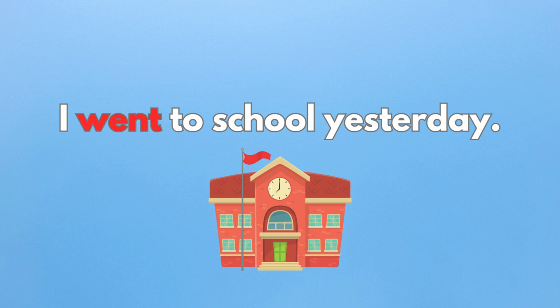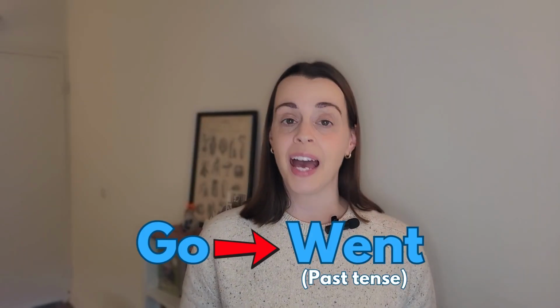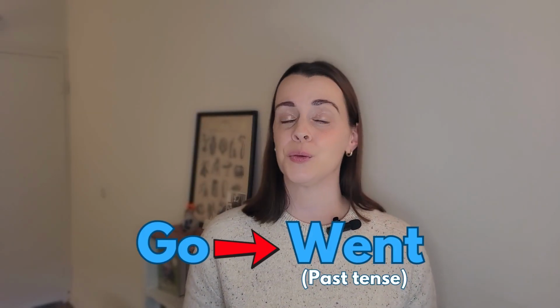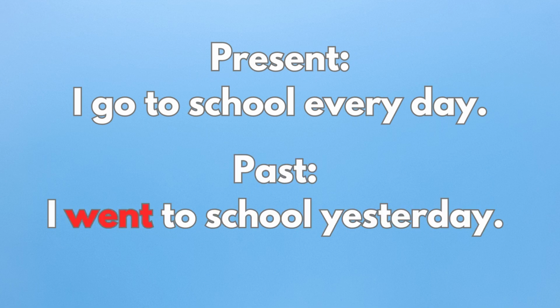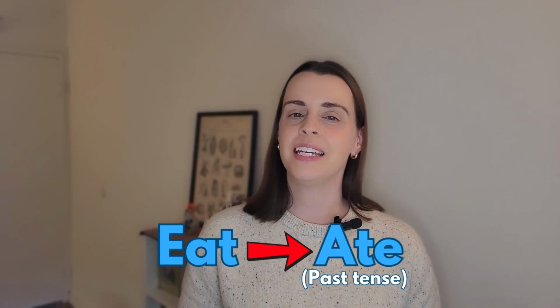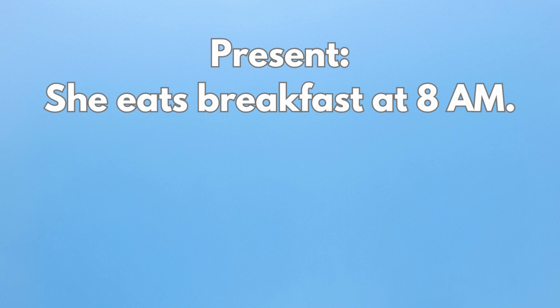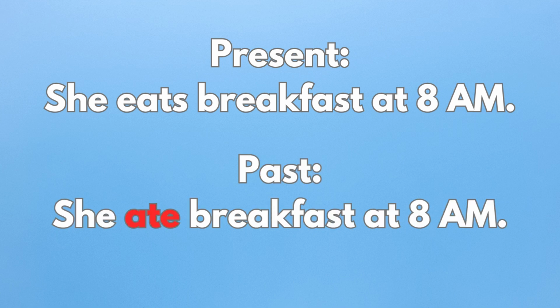For example, I went to school yesterday. The past tense of go is went. Like in the present, I go to school every day. In the past, I went to school yesterday. Eat becomes ate. She eats breakfast at 8 a.m. In the past, she ate breakfast at 8 a.m. What time did you eat breakfast this morning?